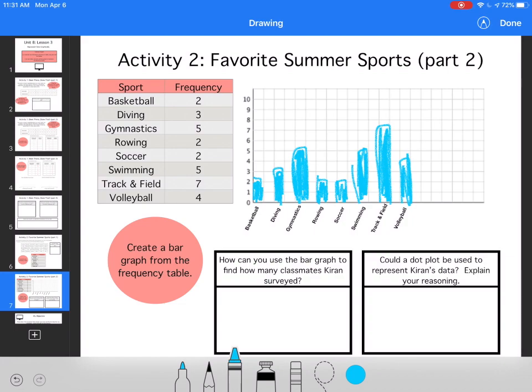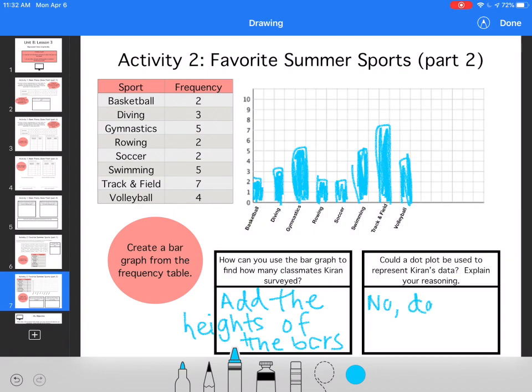So then it says, how could you use a bar graph to find out how many classmates were surveyed? Well, I would add up all the bars. Add the heights of the bars. Then, could a dot plot be used to represent Kieran's data? Explain your reasoning. So no, it's not. Dot plots are for numerical data. So no, dot plots are for numbers.